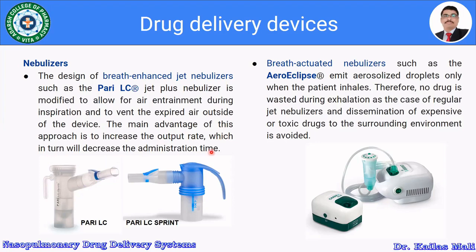So in the case of PERI-LC, this is the device. It is a breath enhanced jet nebulizer. It is modified to allow for air entrainment during inspiration and to vent the expired air outside of the device. The main advantage of this approach is to increase the output rate, which in turn will decrease the administration time. So these are the various designs which are available in the market, that is PERI-LC and PERI-LC Sprint.